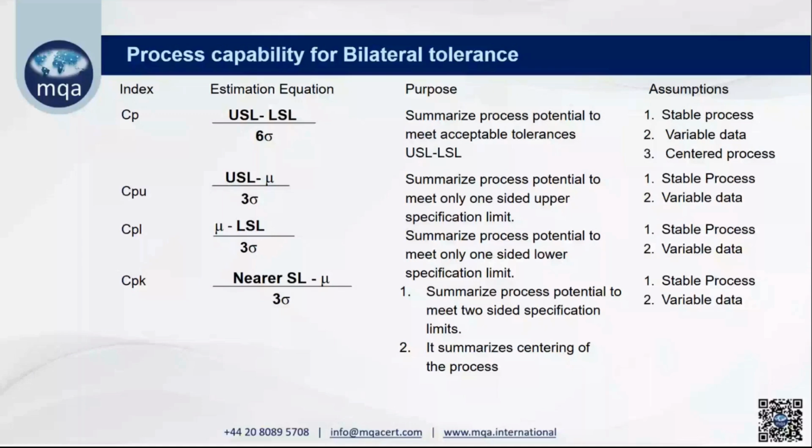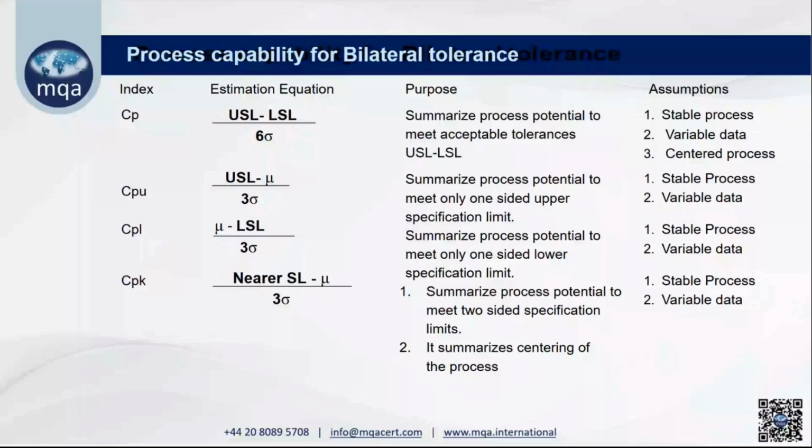Now there are two types of tolerances we have. Can anyone tell me what the types of tolerances are? See, there is unilateral tolerance and bilateral tolerance. Can anyone say what that is? See, there is one direction tolerance and two direction tolerance. So what is two direction?